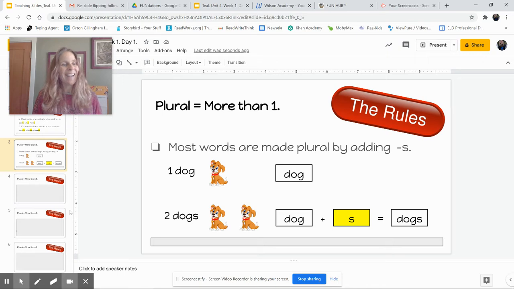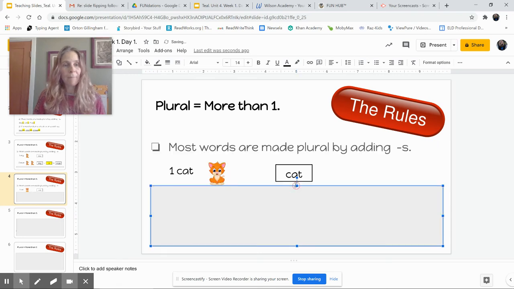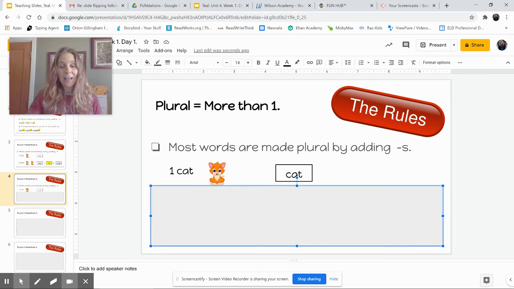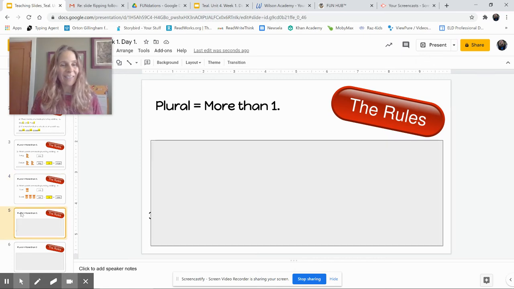There they are. Let's take a look at another one. This is true for most words, okay? We'll find some examples where it's not true. Here is one cat. So I look at my base word, cat. It ends with a T. So I know I just need to add an S to make it plural. Cats. Great.